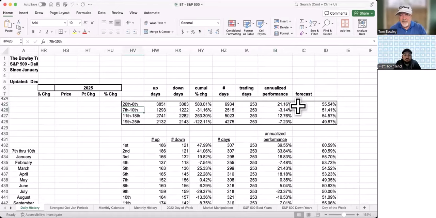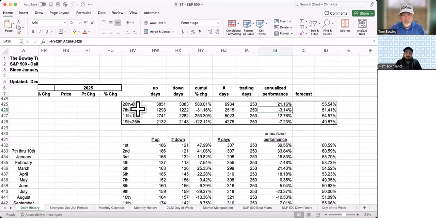I look at the 7th to the 10th: minus 3%. That period since 1950 is 2,515 trading days, which is like 10 years' worth of data. You might look at it and say, well, it's the 7th to the 10th, it's only 4 days. Well, it's 4 days every month out of every year for 75 years. So a lot of days get added up. If I told you that for the next 10 years we were going to go down 3% on the S&P 500, that would be the equivalent of, or even worse than, a secular bear market.